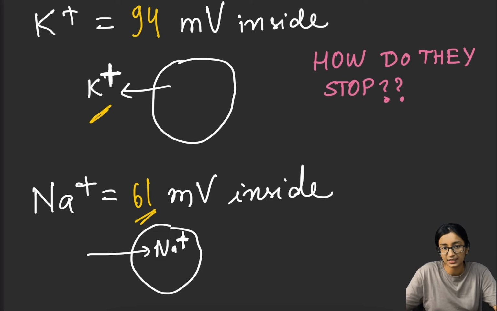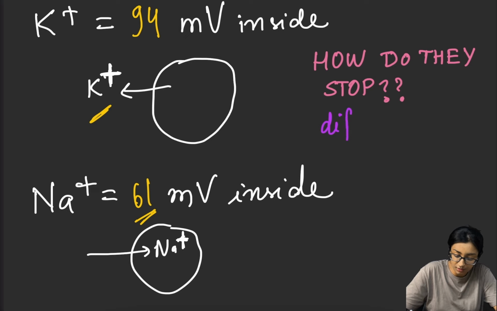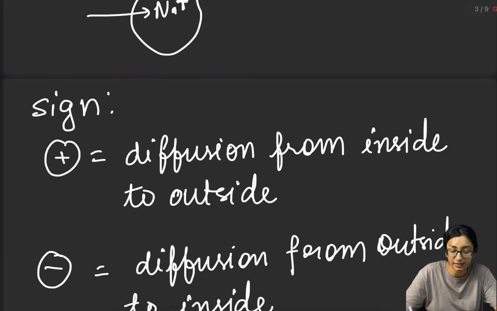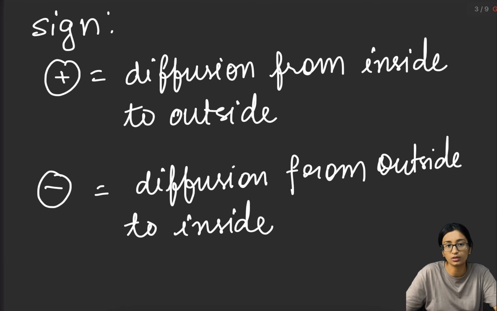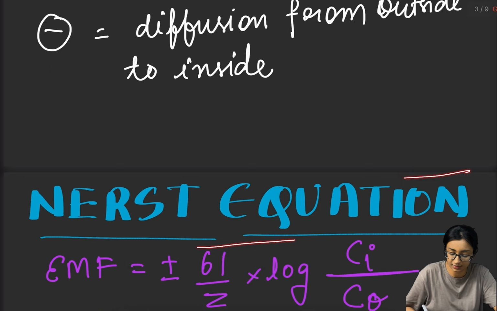Within 1 millisecond they stop due to the diffusion potential. This is calculated by the Nernst equation or the Boltzmann equation. We should know the signs, how we are giving signs to them. For the positive sign, it is the diffusion from inside to the outside, and for the negative sign, it is when the diffusion is from outside to the inside.